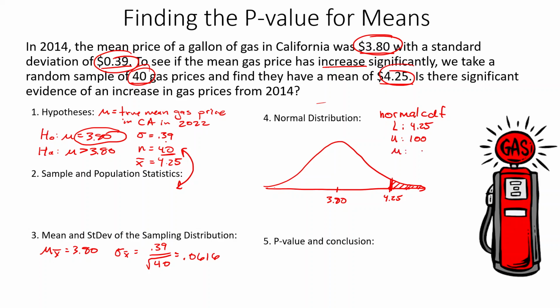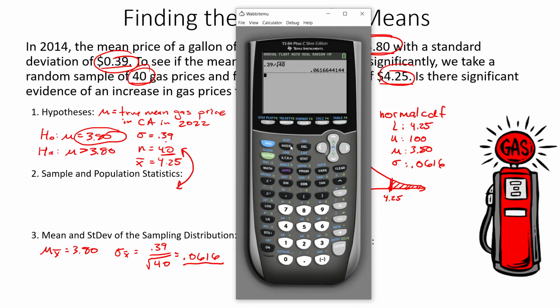Our mean is the 3.80. And the standard deviation is the sampling standard deviation. It's this guy down here, 0.0616. I have a feeling we're going to get a very small p-value here, but that is okay. That happens. Looks like gas prices have probably gone up.